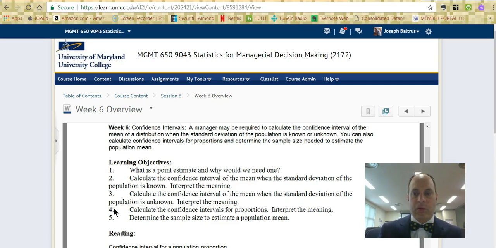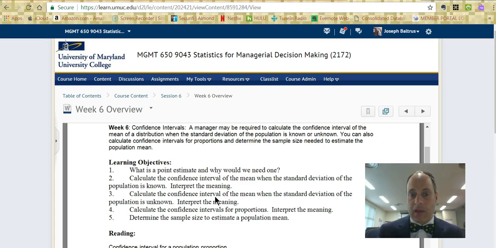So this week I just wanted to build in a little tutorial because we have some calculations we need to learn, both in general and as far as this next homework assignment goes. So here are our learning objectives for the week. I'll let you read about what a point estimate is and why we need one. Basically, it's talking about point estimates we would find in confidence intervals for a mean, when the standard deviation of the population is known, unknown, confidence interval for a proportion, and if we're going to determine or calculate any sample sizes to estimate a population mean.